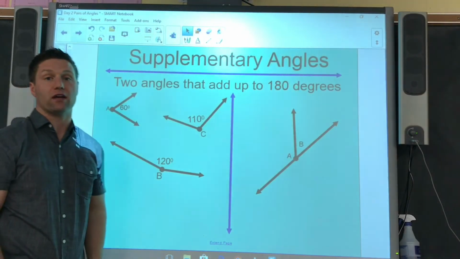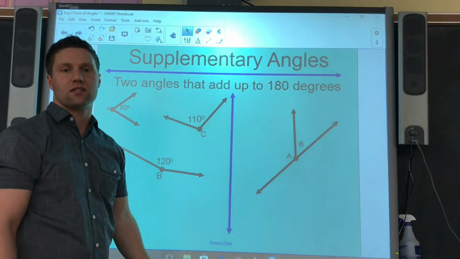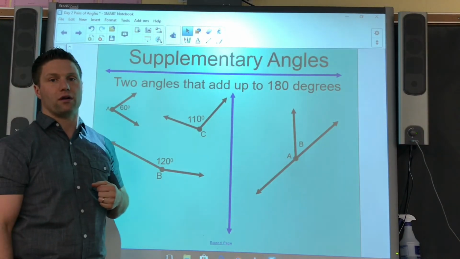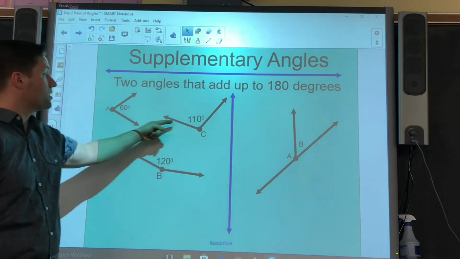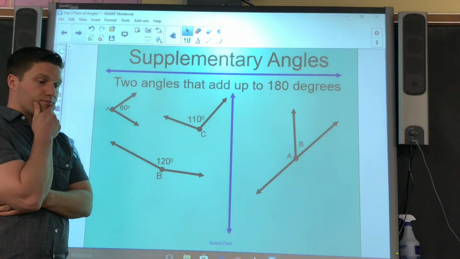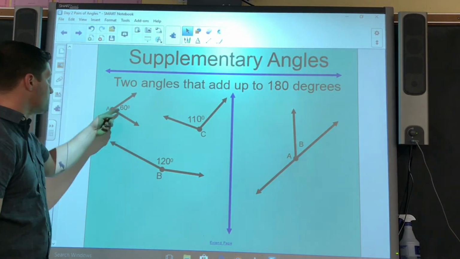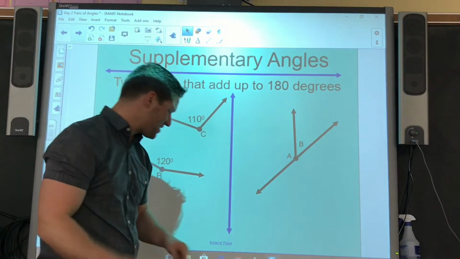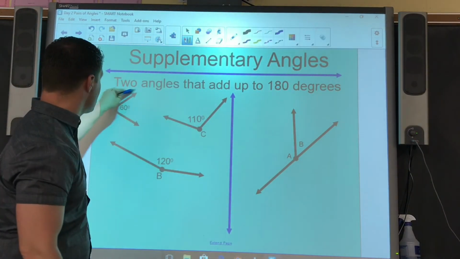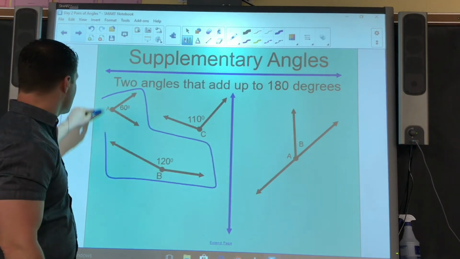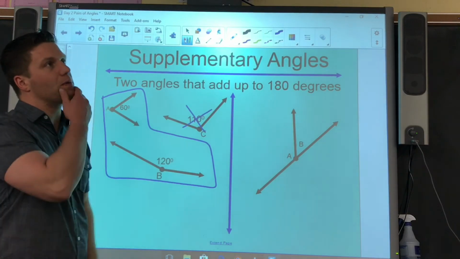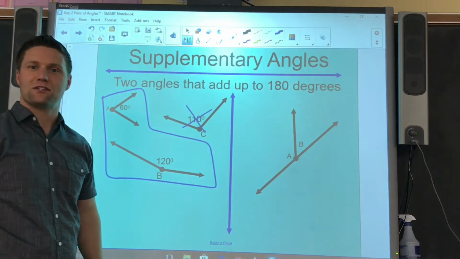The last pair of angles based on their size is supplementary. Supplementary, two angles that add up to 180 degrees, right? 60 plus 110. That's only 170. 60 plus 120. That's 180, okay? If that's 180, that means that these two are supplementary angles, okay? 110 would need 70 degrees, okay?